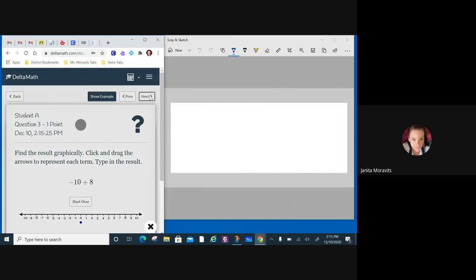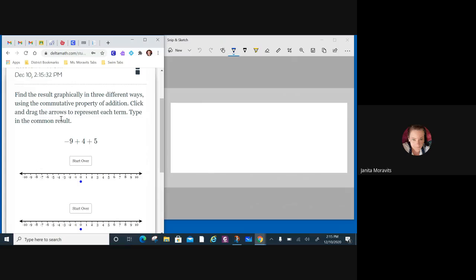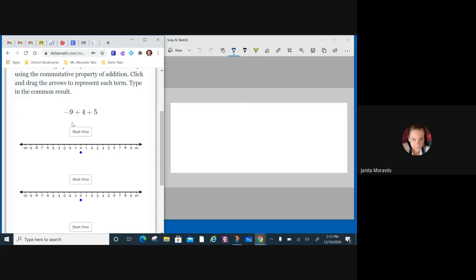All right, question number 4. This time we have to find the result graphically in 3 different ways using what they call the commutative property of addition, which means it doesn't matter what order you add or subtract them in, you should get the same answer. If you are adding these different terms, it doesn't matter the order you do it in. So we're going to start right here.